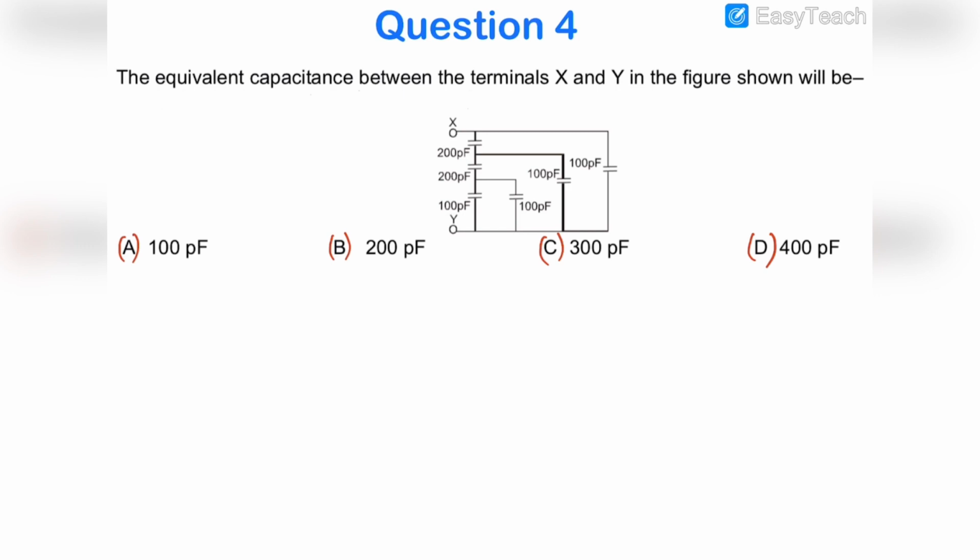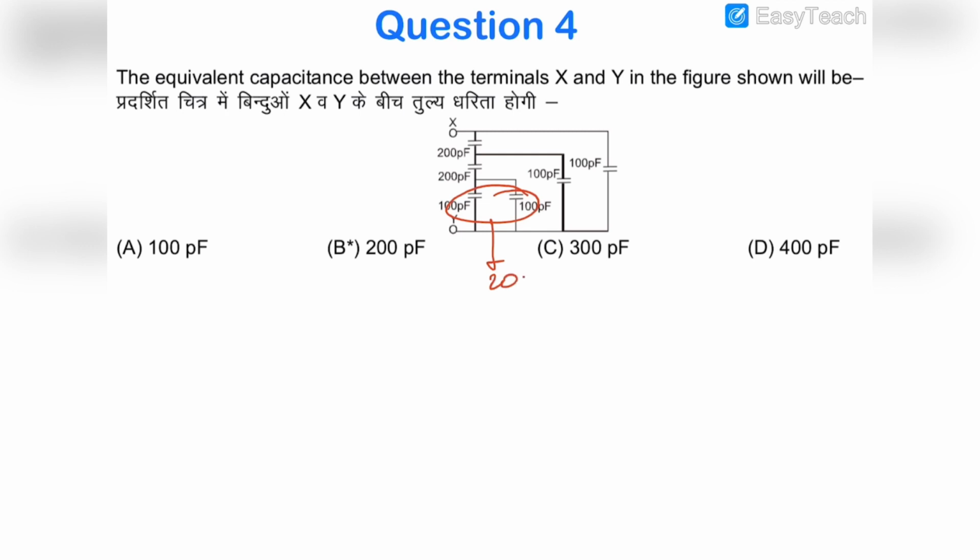In this question you can see that we have to find out the equivalent capacitance between terminals X and Y. So you can see that this 100 and 100 are in parallel, so this is 200. Now 200 and 200 are in series, which is 100. Now again 100 and 100 will be in parallel, which would be 200.